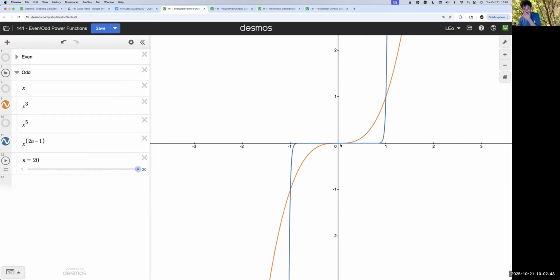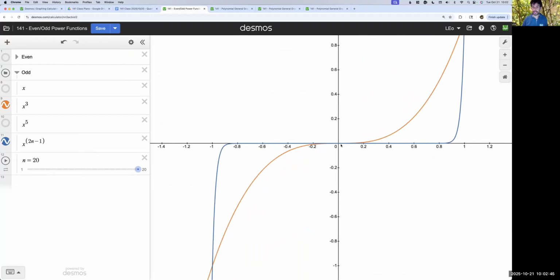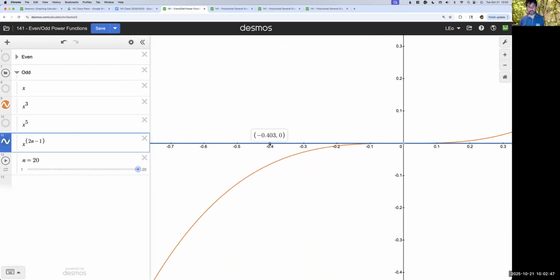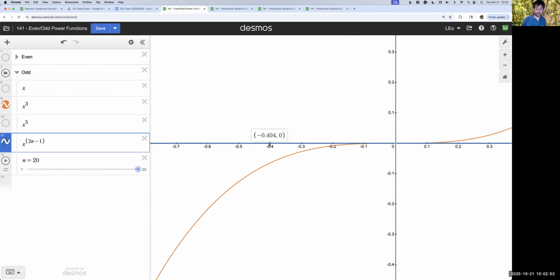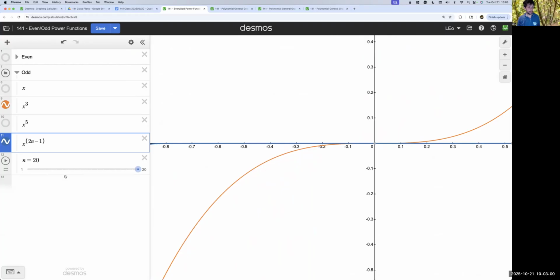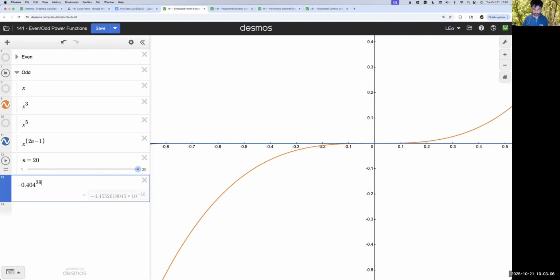And again, it looks like it's just sitting there on the x-axis, but remember, each of these outputs, even though Desmos is telling me 0, the number that's actually our output, the y-coordinate there, is -0.404 to the 39th power, right? Which is not 0. Right, now this is an incredibly small number.